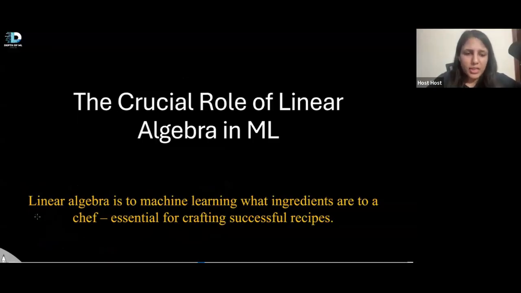So this is something that I asked ChatGPT to generate, to give me an analogy on what linear algebra is to machine learning. So linear algebra is to machine learning what ingredients are to a chef. Linear algebra is as important as ingredients are to a chef. If a chef is cooking anything, ingredients are very important, right? Without those basics, he can't make any dish, right? So linear algebra is similar for machine learning. If you don't have linear algebra, you will not be able to do anything in machine learning.